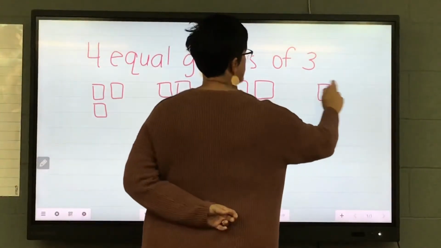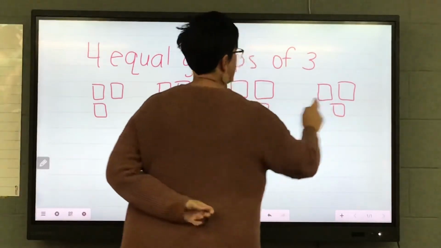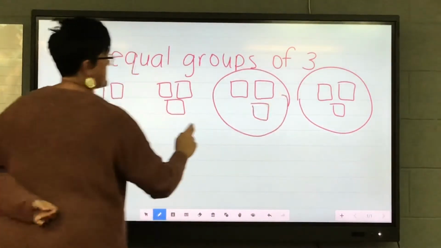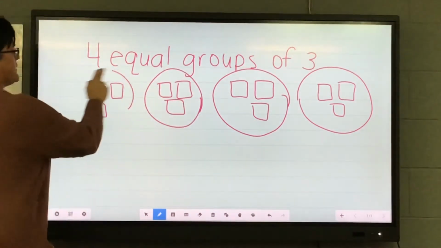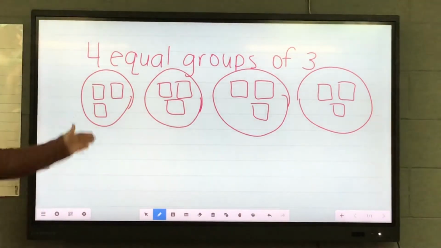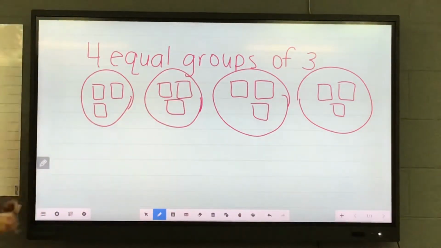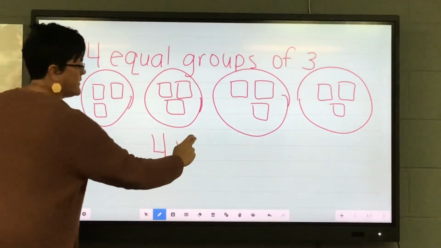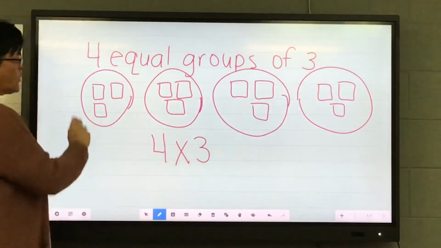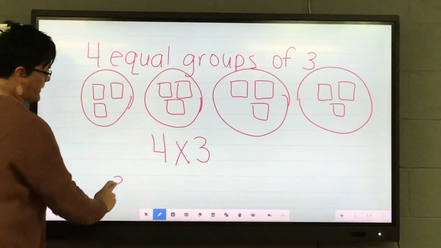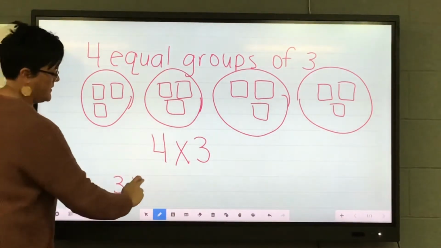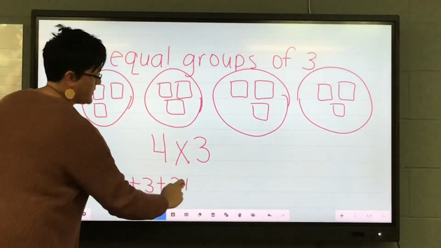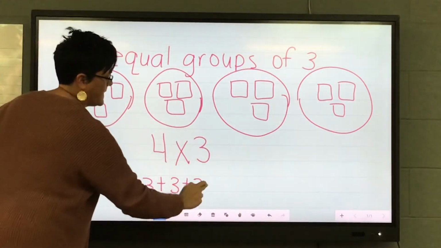And some of you may have stacked them on top of each other. Okay, so is this one group? Yes. 2 groups? Yep. 3 groups? Yes. 4 groups? Yes. How many in each group? 3. So 4 groups of 3. Or we could say 3 plus 3 plus 3 plus 3.